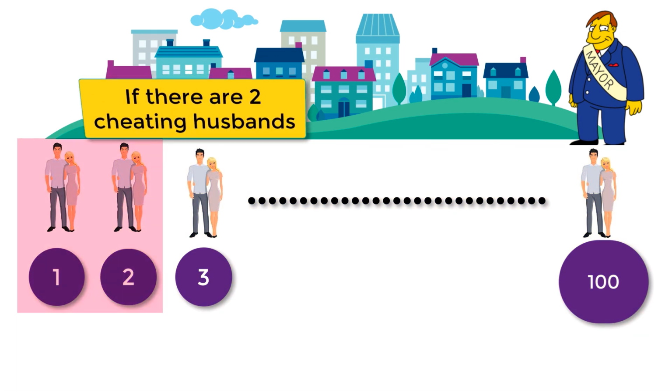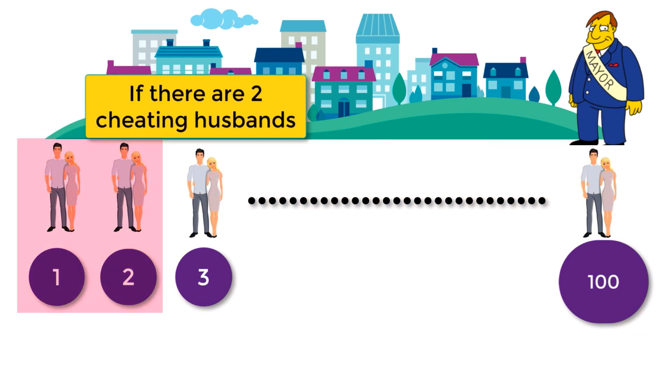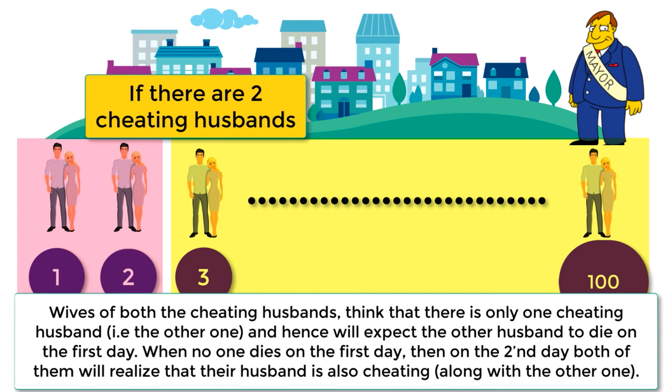Now consider case 2. If there are 2 cheating husbands, the wives of both the cheating husbands think that there is only one cheating husband, that is the other one, and hence will expect the other husband to die on the first day. When no one dies on the first day, then on the second day, both of them will realize that their husband is also cheating along with the other one. Hence, both the cheating husbands die on the second day.